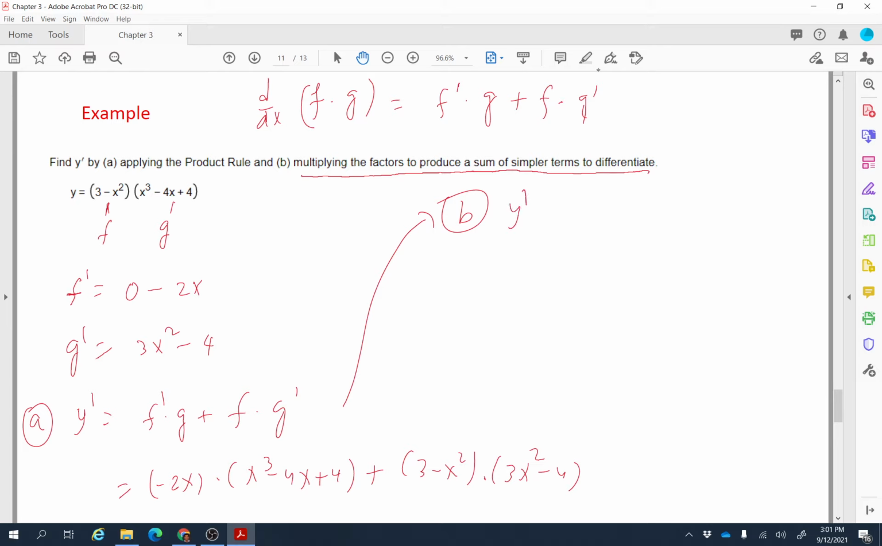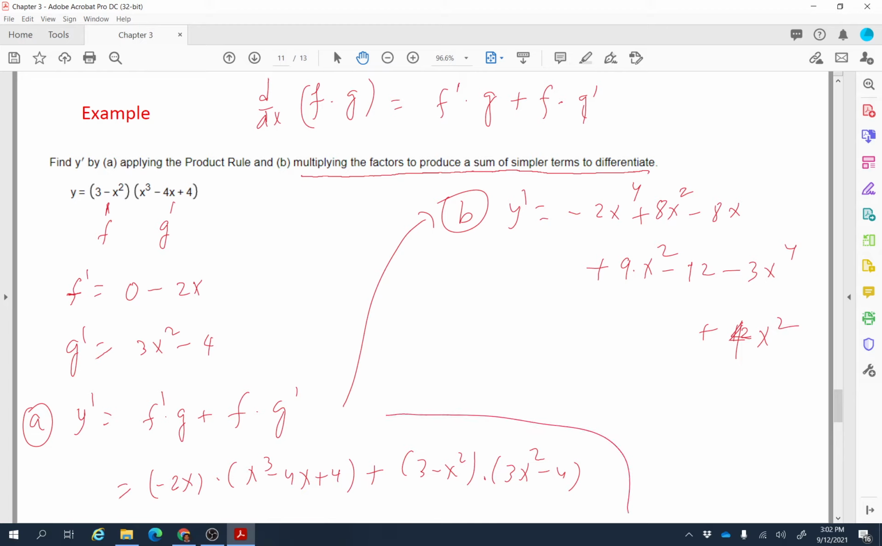If I just distribute this negative 2x here, it will give me negative 2x to the power 4 positive 8x squared negative 8x. Here in this case it will be 3 times 3 is 9x squared minus 12, negative 3x to the power 4 positive 4 times x squared, 4x squared. So this is the product.